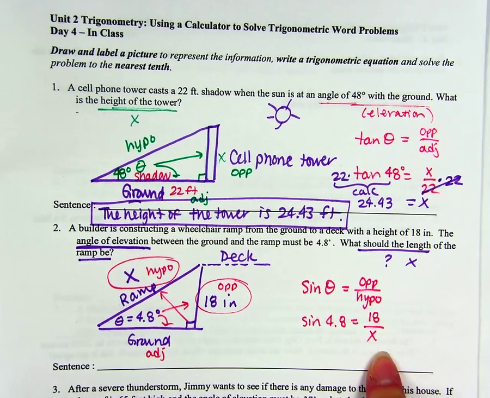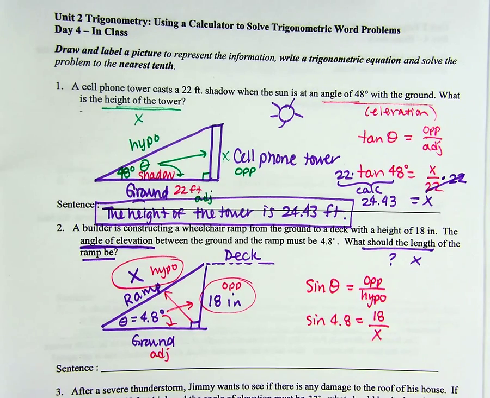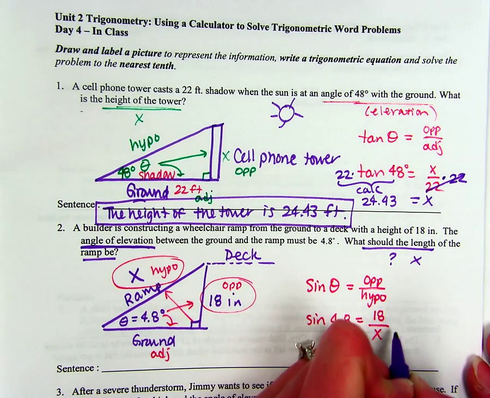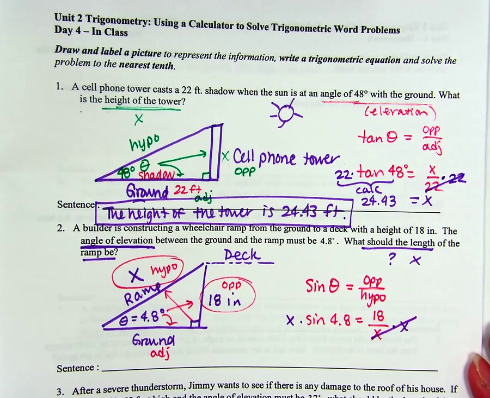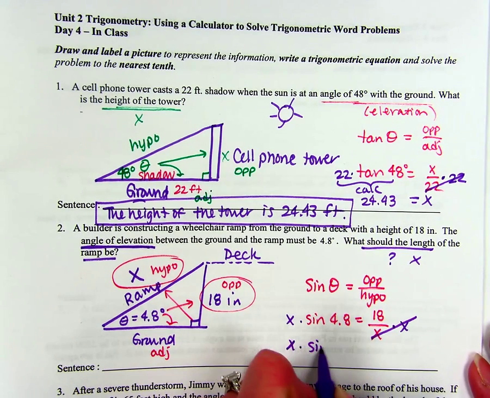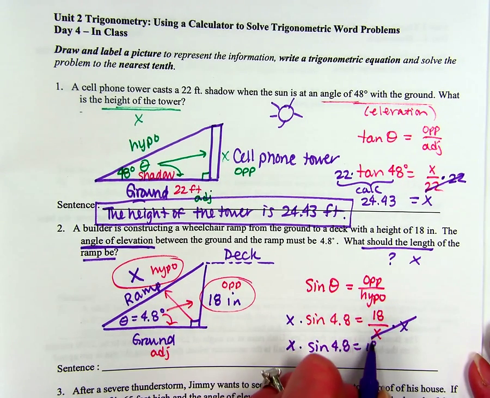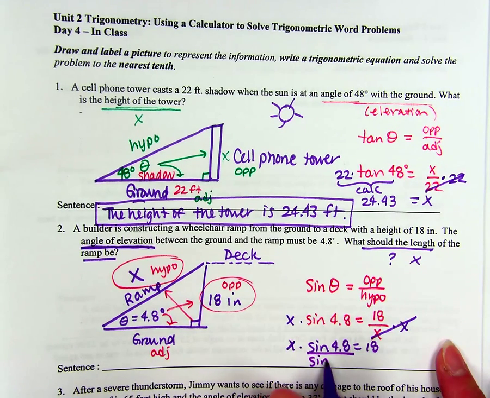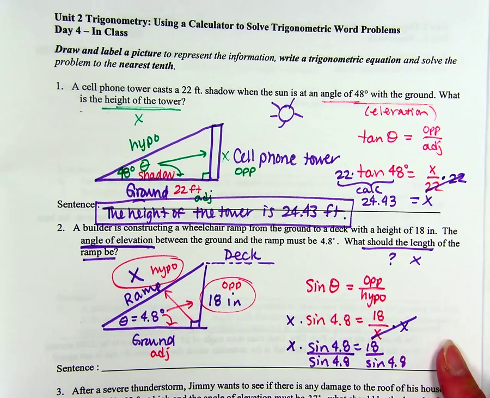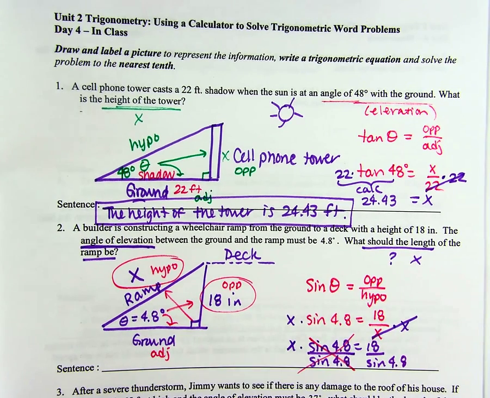All right, so we're going to solve for x. The only difference is now you've got your x in the denominator. So I'm going to multiply by x on both sides first. That'll get rid of my x in the denominator. Then I've got x times sine of 4.8 equals 18. And then I want to get x by itself. These are being multiplied, so I need to divide both sides by sine of 4.8. That way my sine of 4.8 disappears.